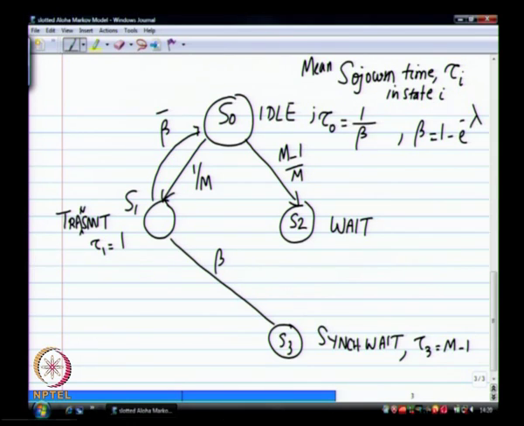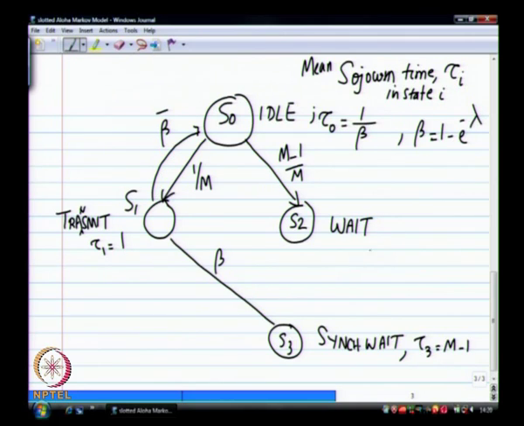Okay. So far so good. Now S2, what is the time spent? By synchronized wait we mean that it has gone in one of these slots. Now it will wait for exactly m minus 1 slots, exactly, then it has to come to that slot only. That is why it is called synchronous. In the normal wait, it is not. It is a probabilistic wait.